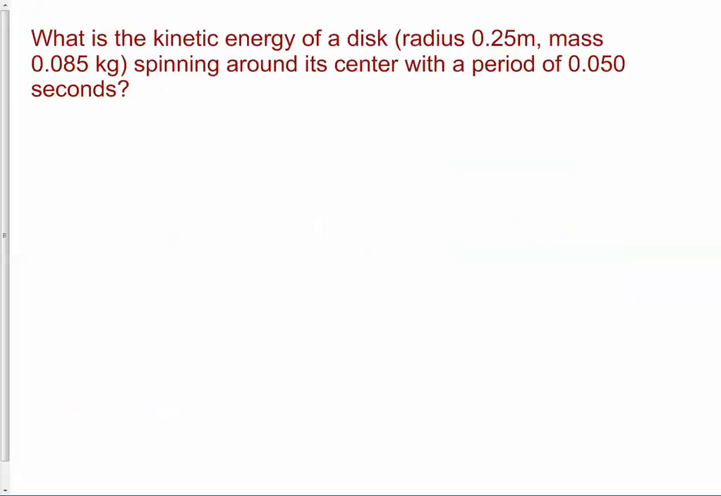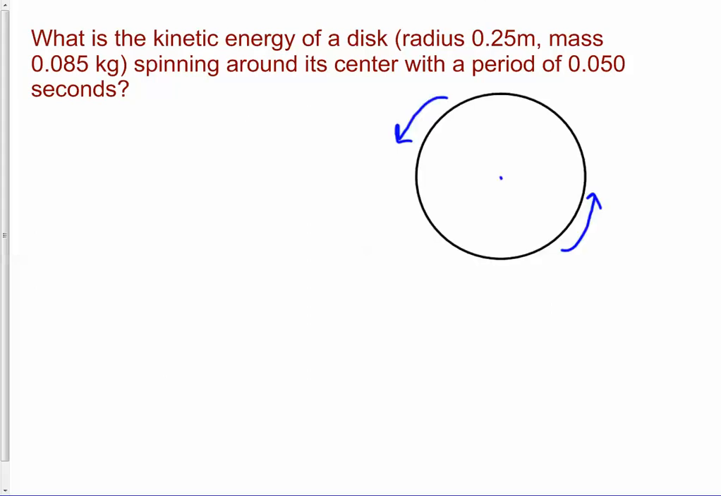Okay, here's an example. What is the kinetic energy of a disk, and we have its radius and we have its mass, spinning around its center with a period of 0.050 seconds? Okay, so here's a picture, just a disk spinning around. So we want the kinetic energy, and we use our new formula, 1/2 I omega squared. Now we have to get I, and we also have to get omega.